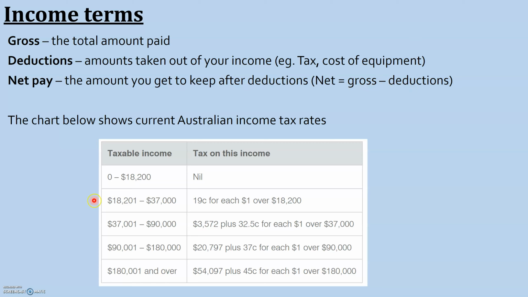Now just for interest's sake here, I've put this chart below of the current Australian income tax rates. So for the first roughly $18,000 that you earn, the Australian government will not take any tax at all. But after that, every dollar you earn after that, up until $37,000, you lose 19 cents out of every dollar. Once you're earning over $37,000, then you'll lose 32.5 cents per dollar, and so on. So these are examples of deductions.